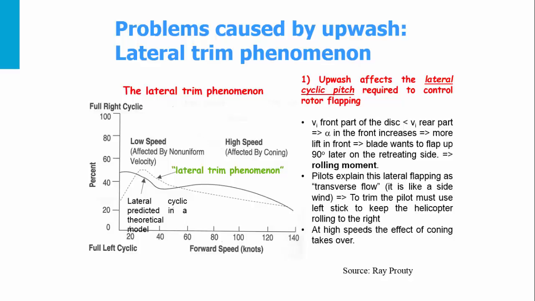You see as well in this graph that when we are flying at speeds between 20 and 40 knots, we have this extra lateral cyclic that we need in order to not roll to the right. At high speeds, the effect of this upwash is taken over by the coning angle, so the total flapping of the wings.